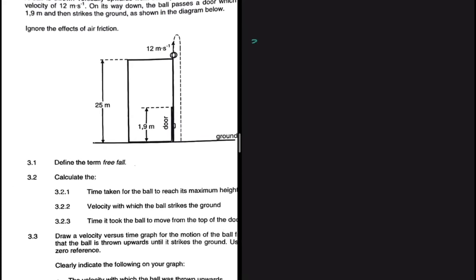A ball is thrown vertically upwards from the top of a building of height 25 meters with a velocity of 12 meters per second. On its way down, the ball passes a door which has a height of 1.9 meters and then strikes the ground as shown in the diagram below. And just like we always do, we can ignore the effects of friction, right? So the first question here is 3.1, which is saying let's define the term free fall, right? I'm just going to leave that for you.